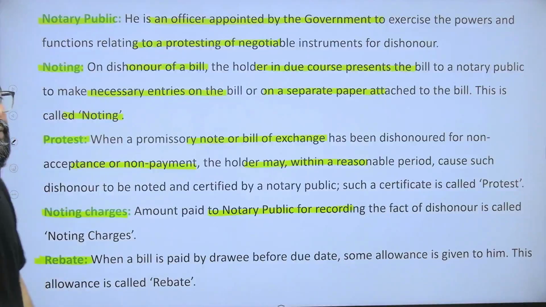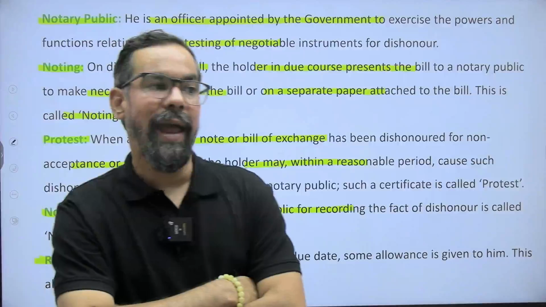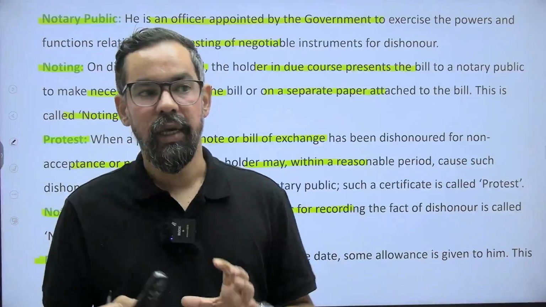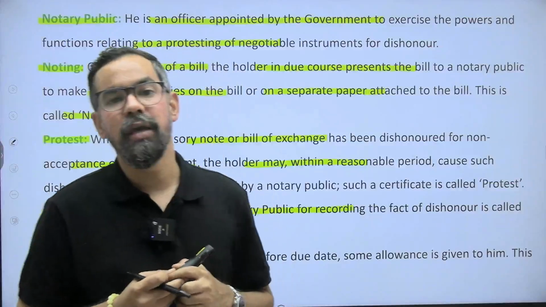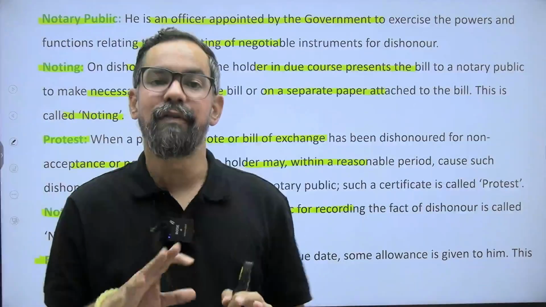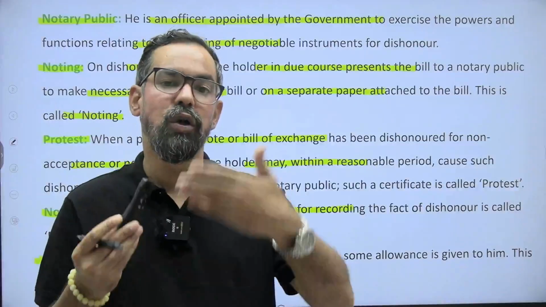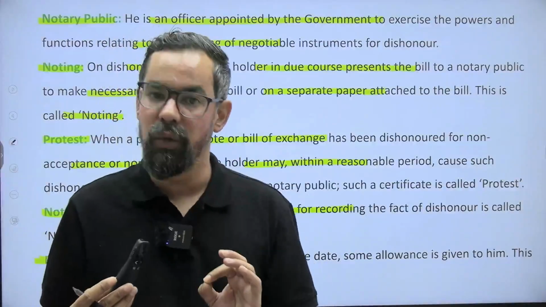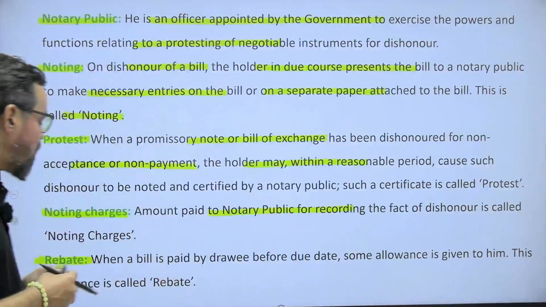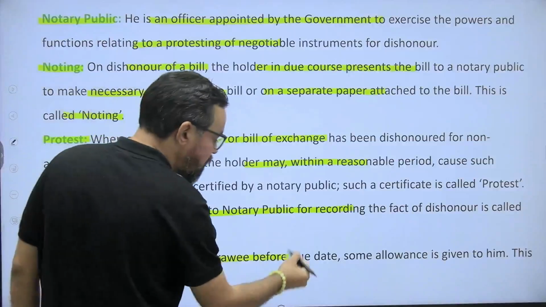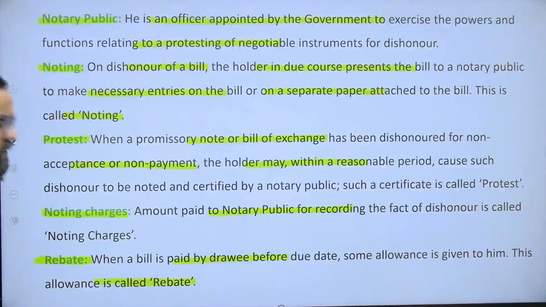When it comes to rebate, let's say A draws a bill on B for 90 days, and now let's say there is a case that B is making some sort of offer to A, that if I pay this particular bill on the 30th day, and you allow us a discount of 1%, we'll make payment on the 30th only. If that deal happened between these two, that is called rebate on bill. So when a bill is paid by the drawee before the due date, some allowance is given to him. This is generally known as rebate, right?